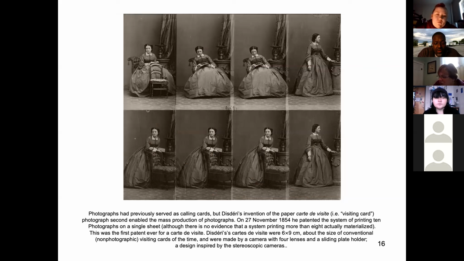And so they were calling cards, and he invented the carte de visite, or visiting card, and it enabled the mass production of photographs. And on the 27th of November in 1854, he patented the system of printing 10 photographs on a single sheet. Although there's no evidence that a system printing more than 8 actually materialized. He patented a 10 machine process, but nobody can find a camera that did 10.